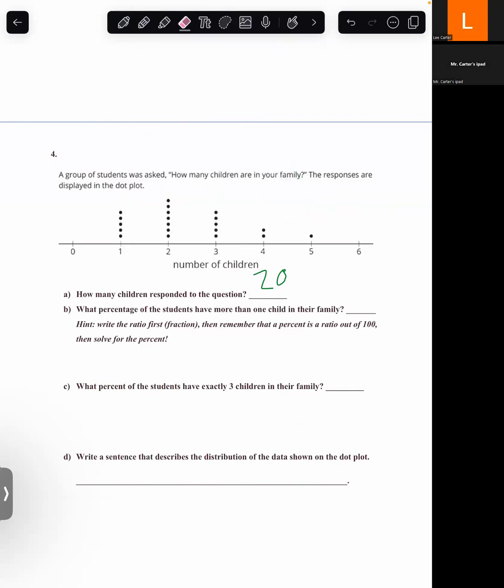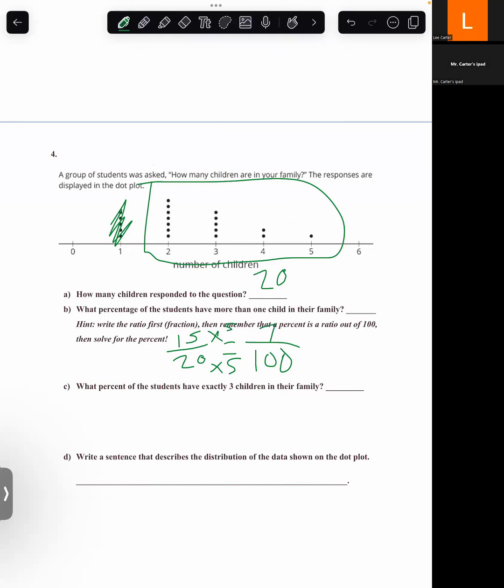What percentage of the students have more than one child in their family? Okay, so write the ratio first. Then remember, a percent is a ratio out of 100. More than one child in their family would be all of these, so that leaves these 5 out. Count all these up, you will get 15 out of 20, 20 being all the people that answered. We're looking for a percent, which means out of 100. To get from 20 to 100 is times 5. 15 times 5 is 75. So therefore, 75%. We'll use some percents in the next few days here.